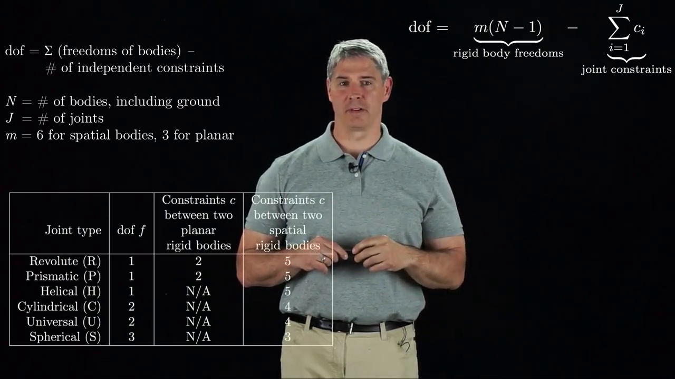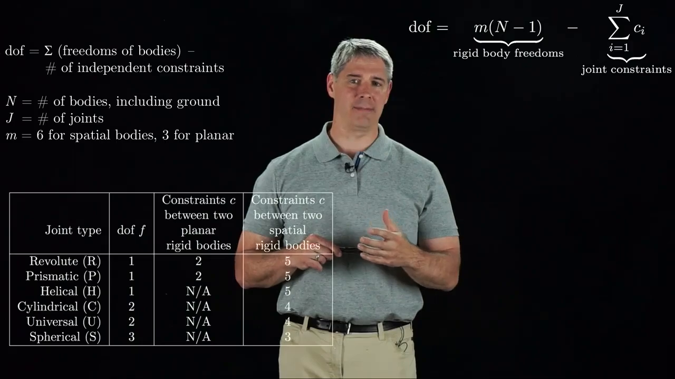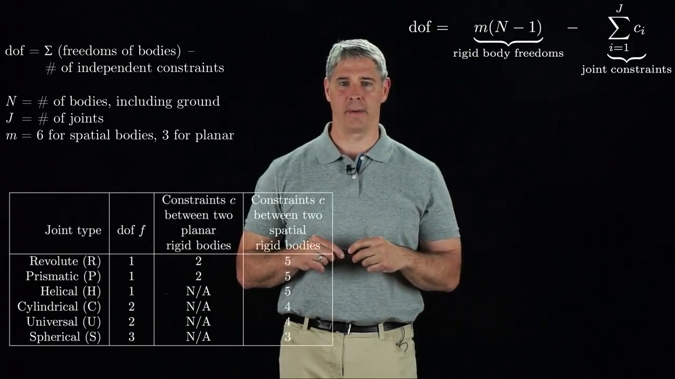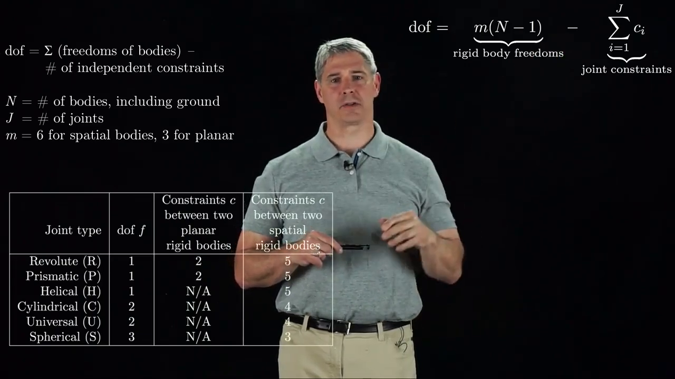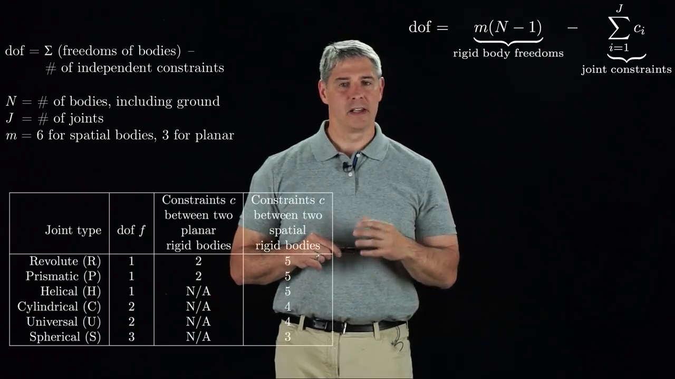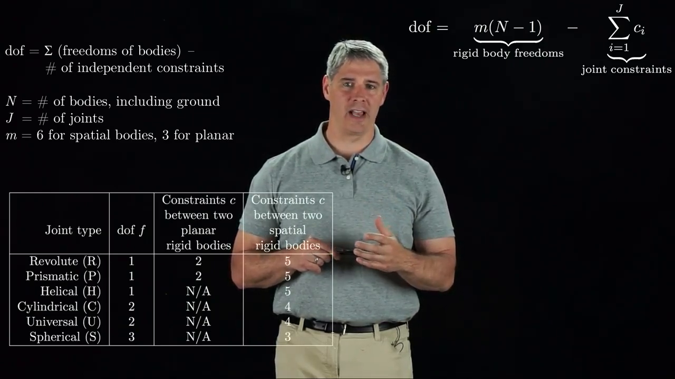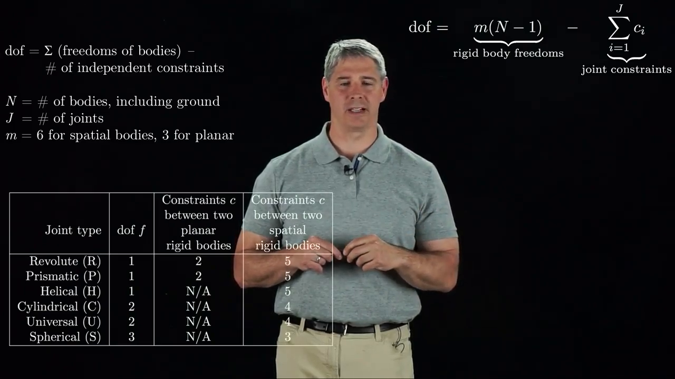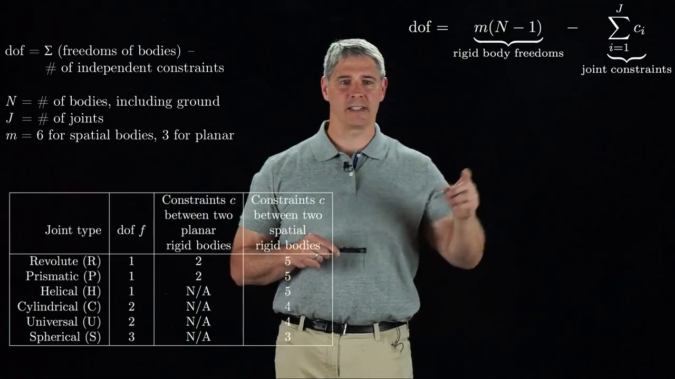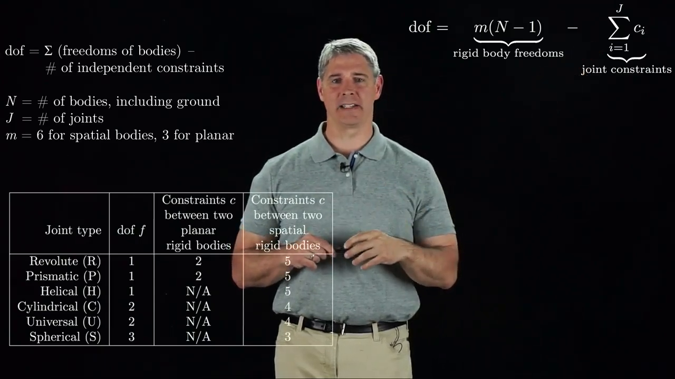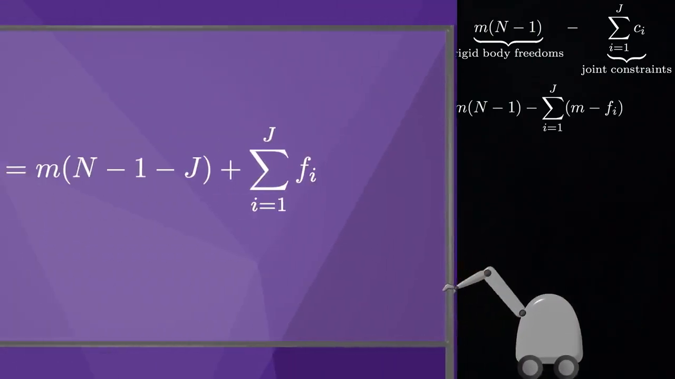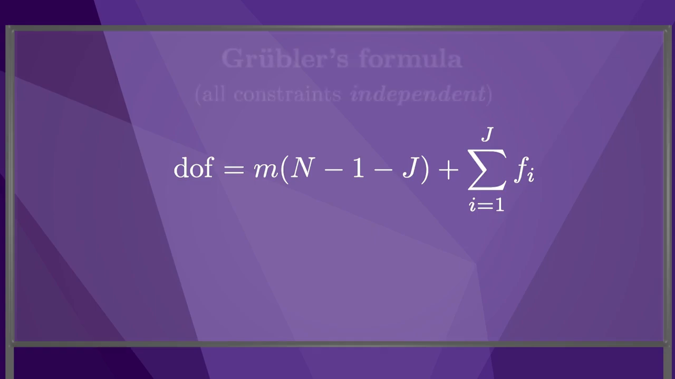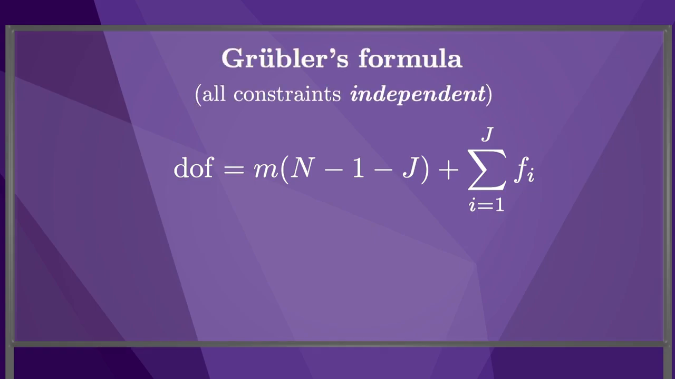n minus 1 is the number of links other than ground, and m times (n minus 1) is the total number of freedoms of the bodies if they are not constrained by joints. Then we subtract off the constraints provided by the j joints. Since the number of constraints provided by joint i is equal to m minus the number of freedoms allowed by joint i, we can replace c_i by m minus f_i and rewrite the equation like this. Rearranging once more, we get this. And this is called Gruebler's formula, and it assumes that the constraints provided by the joints are independent.